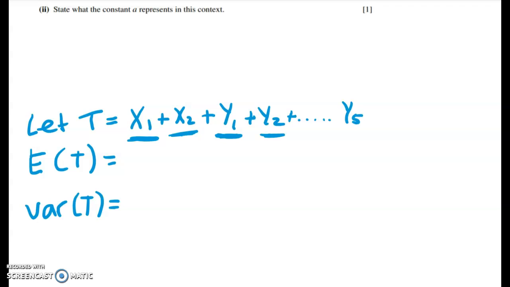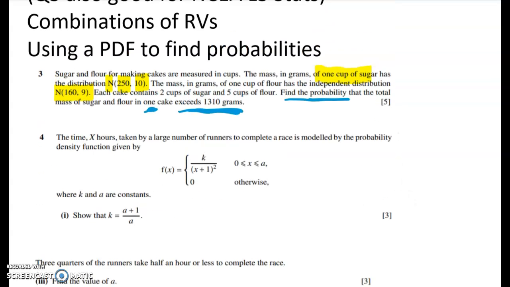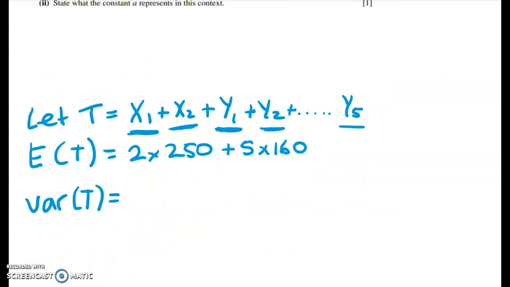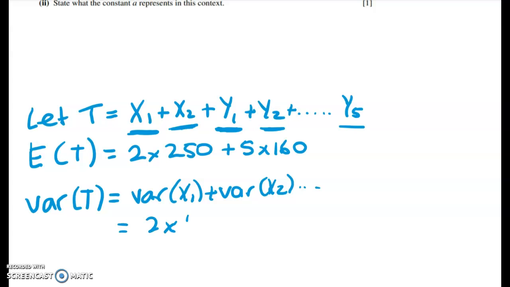So the expected value of the total will be 250 for this one, and then 160 for this one, and this one. So that gives me 2 times 250 plus 5 times 160. Right, and that's going back to these basic distributions here. And the variance of T will be the variance of x1 plus the variance of x2, and so on. So that's 2 lots of 10 plus 5 lots of 9, which gives us a variance of 65. And the average, that E of T, is 1,300.